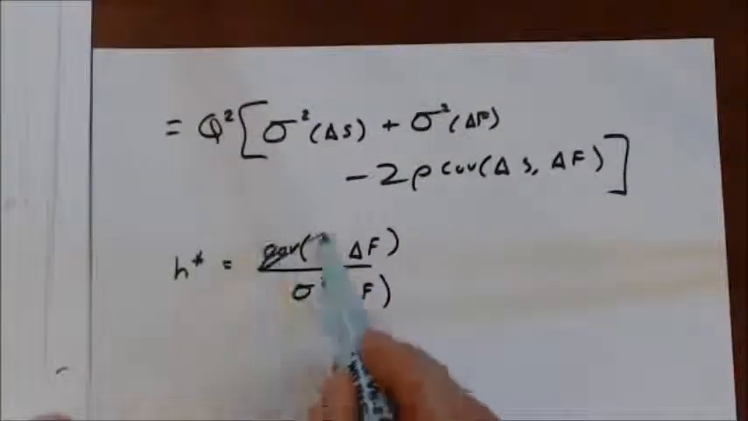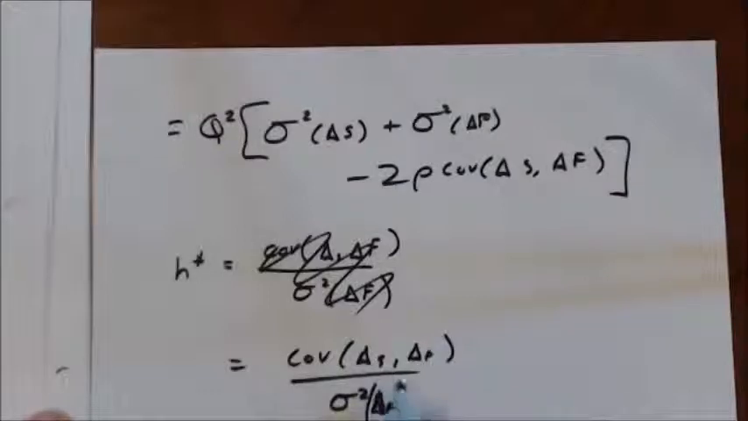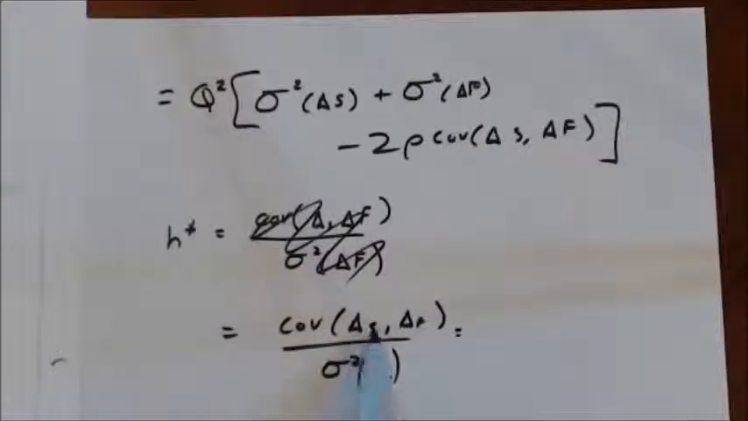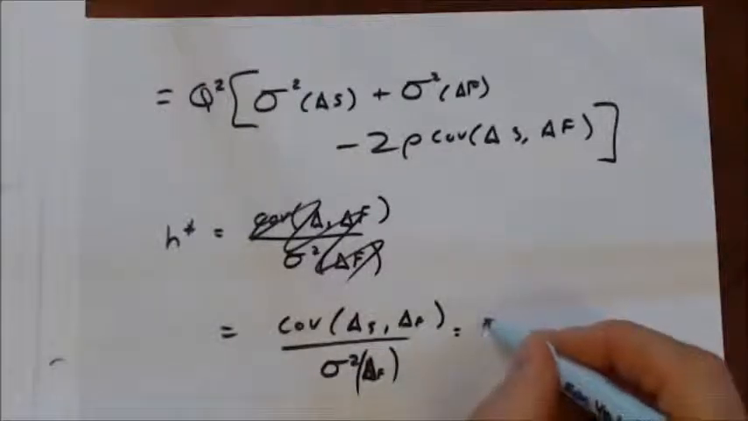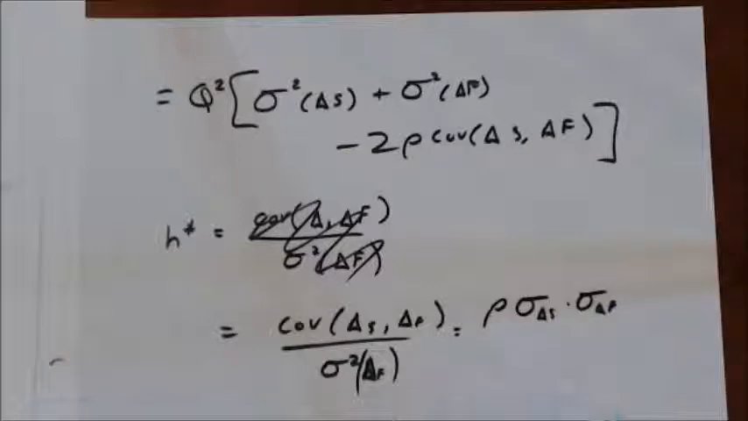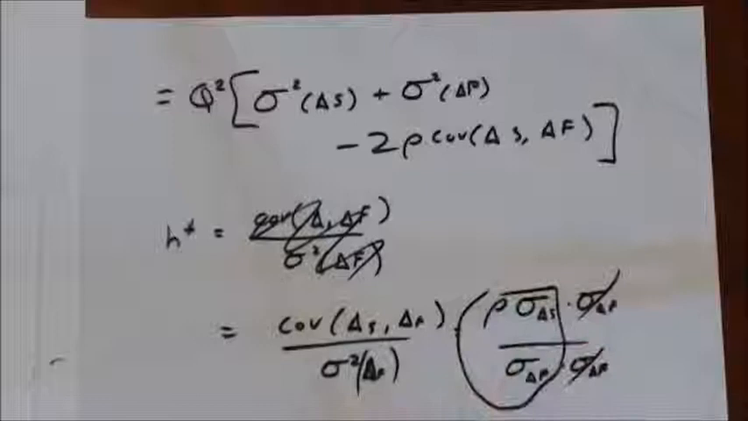It's covariance of delta S, delta F, over the variance of delta F. Remember that the optimal hedge ratio reflects the covariance between the spot and the futures divided by the variance of the futures price change. And remember what covariance is. Covariance is the correlation times the standard deviation of delta S times the standard deviation of delta F, divided by the variance of delta F, which is nothing but the standard deviation twice. So you can cross those two out. It really boils down to this formula.